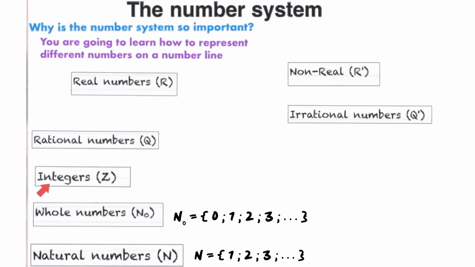Our next set is called integers and is denoted with the symbol Z. Now we include in integers all our negative numbers. So we start from a negative number, then minus 3, minus 2, minus 1, 0, 1, 2, 3, and as you can see, they don't include any fractions.